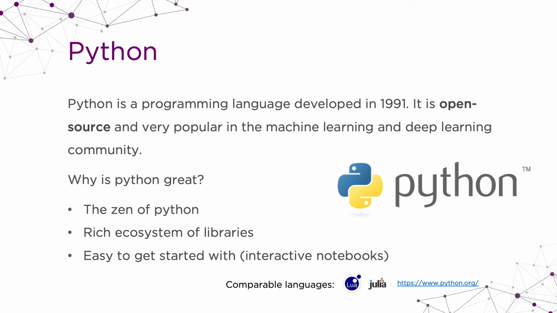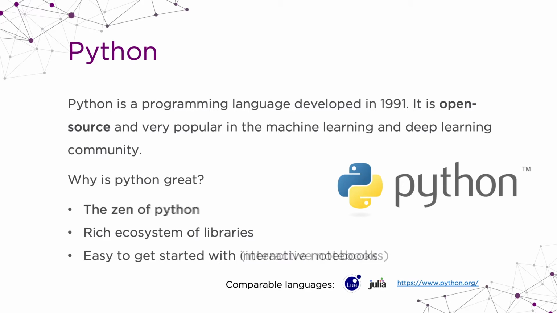So Python itself is a programming language. It was developed in 1991, so it's just about as old as I am. It's open source, and it's particularly popular in the machine learning and in the deep learning community. You'll see that there are a lot of libraries that are open source and used all the time that people really love. So I want to talk today about why Python is great. There are many reasons why Python is great, but I put a list together for today.